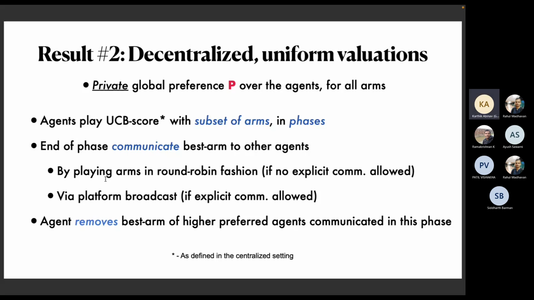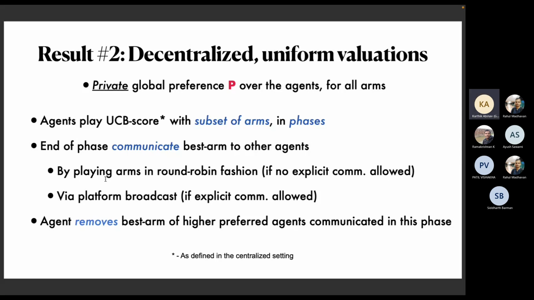And then at the end of the phase, we assume that there's a communication setup. The communication could be, in a truly decentralized setting where there's no explicit communication allowed, then you can have a protocol that will essentially communicate certain information that you want.